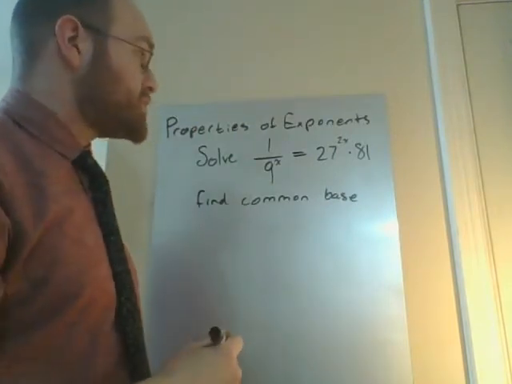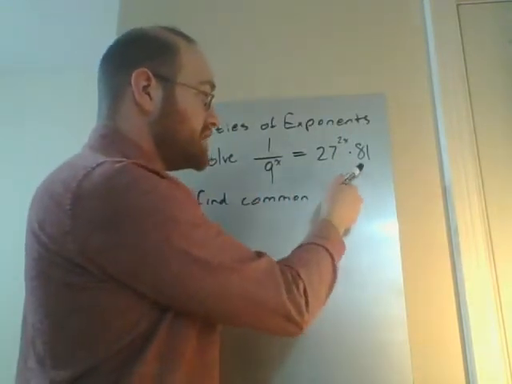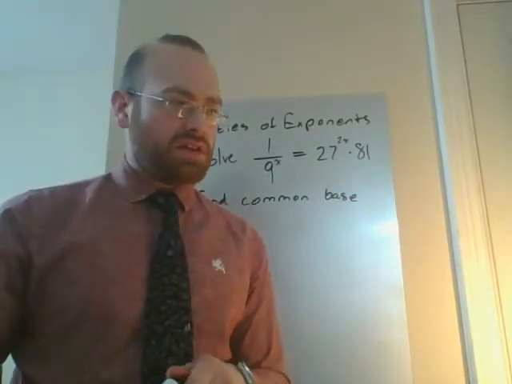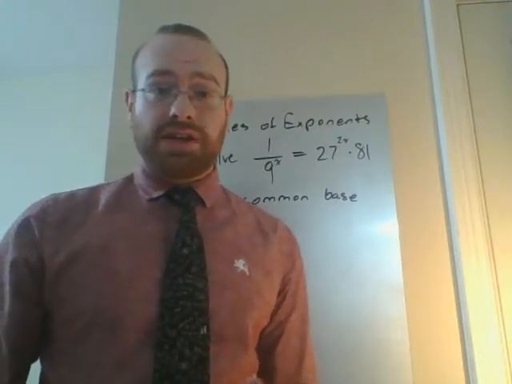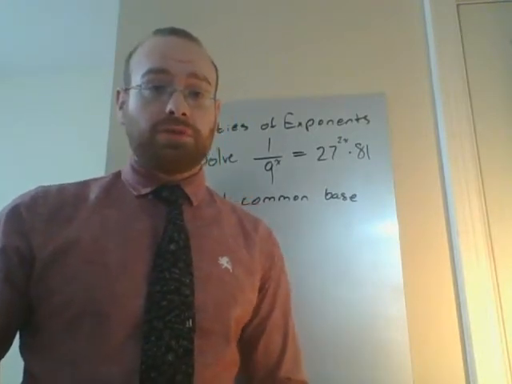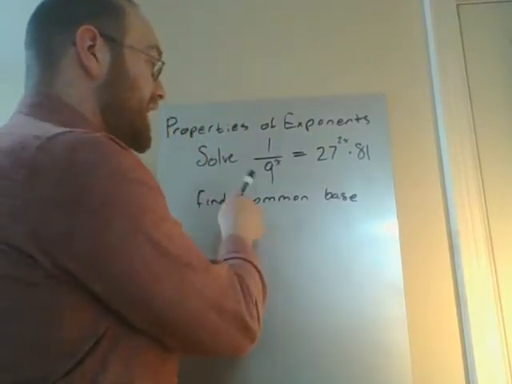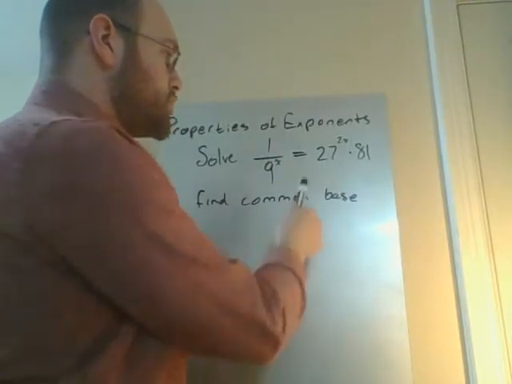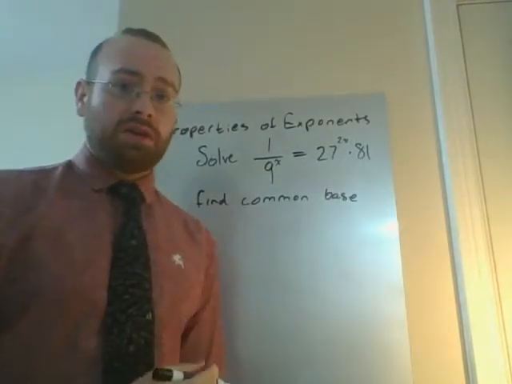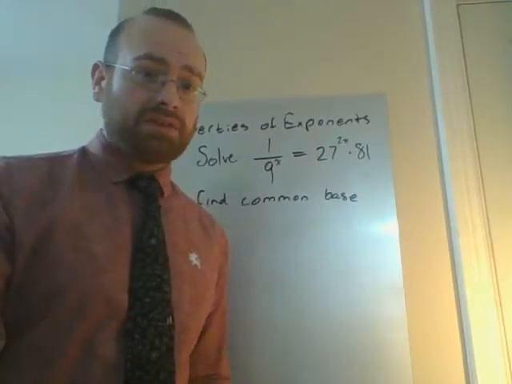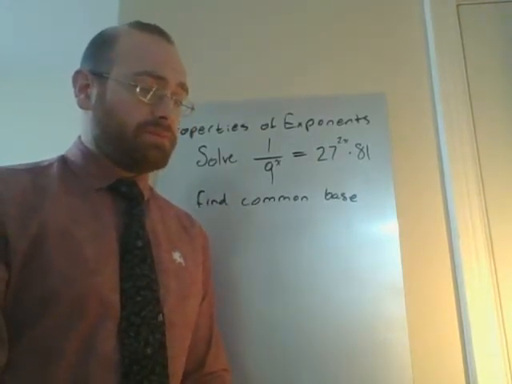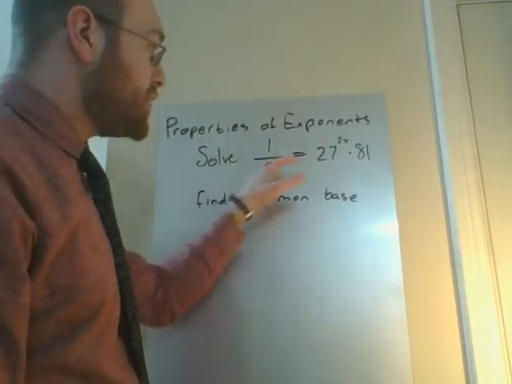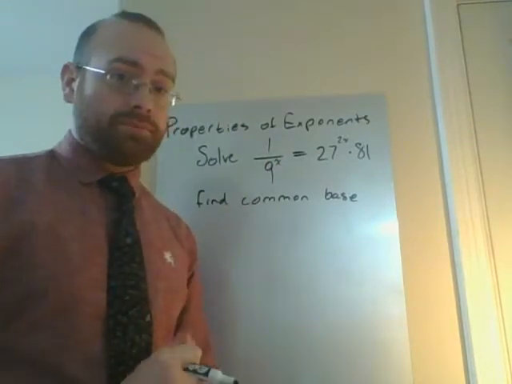Now we have a few different options, 9, 27, and 81. Right now they're not the same number, so we have to ask, can we pick one of the bigger numbers and express it as a power of the smaller numbers? Well, the smallest number is 9. We know 9 squared is 81, but 27 is not a power of 9. So 9 cannot be our common base. The next question is, is there a number that we can express all three of these as a power of?